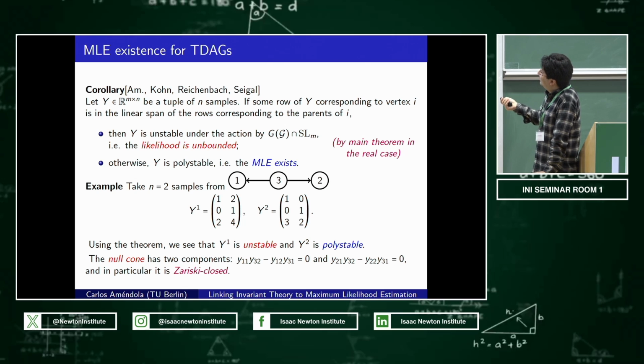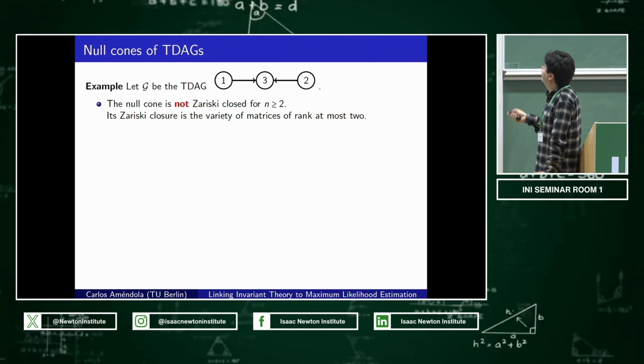And the null cone, in this case, you can find it easily to be given by these two components corresponding to the minors. Here you can see these 2 by 2 minors appearing. In particular, I will say that it's Zariski closed. And this is interesting because, I'll show you the next example, it's not always Zariski closed. So look at this, now I changed the model. Instead of the arrows looking like this, they both go into 3. This is what we call a collider.